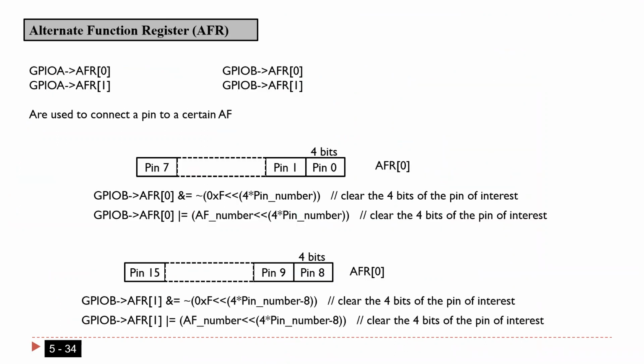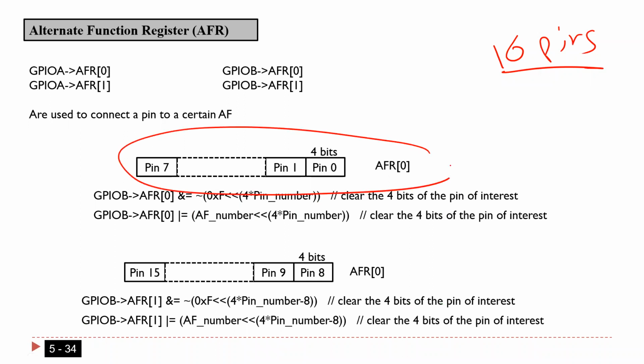So where are these registers? As you see here, guys, for example in port A, we have this register AFR0, and also we have AFR1. So two registers. Why do we need two registers? Because we have 16 pins. So AFR0 is going to be used for pins from 0 until 7, and AFR1, I'm sorry, that was a mistake, this one should be AFR1. The other one can be used to program pins from 8 to 15.